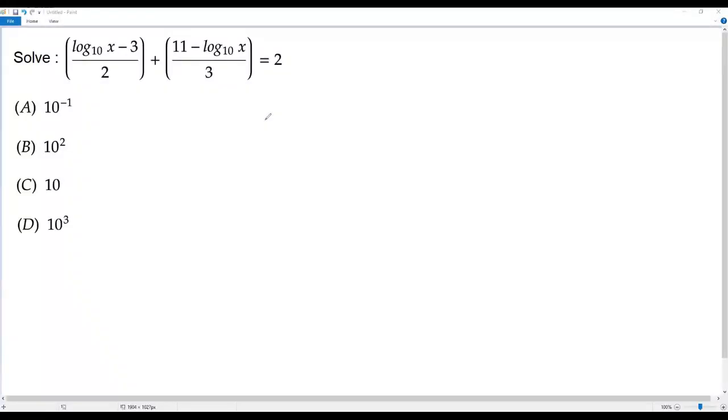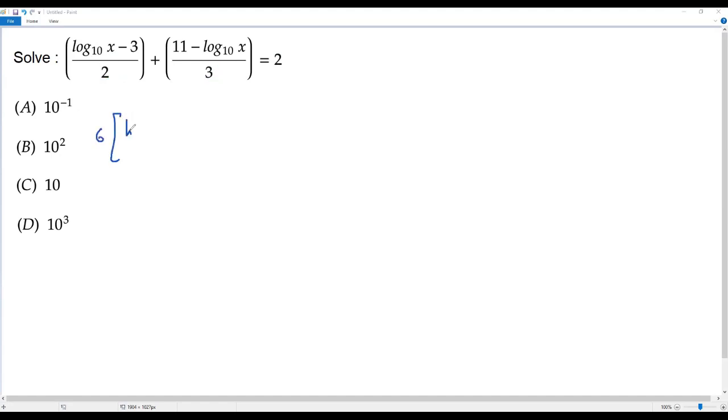Here we have a logarithmic equation and we have to solve for x in this equation. In the first step, I'm going to get rid of the two denominators 2 and 3. So we can multiply both sides of the equation by the least common multiple of these two denominators so that we'll be able to get rid of the two denominators 2 and 3 on the left side. The least common multiple of 2 and 3 is 6. So let's multiply both sides of the equation by 6.